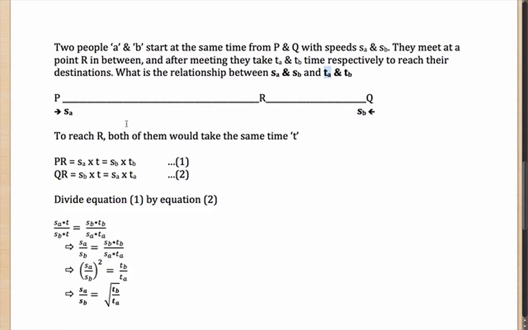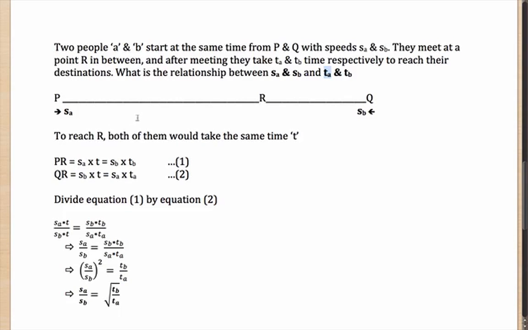So to solve this, I am assuming that to reach R, both of them would take the time, which will be the same, let's say T. Why is this going to be the same? Let's say both of them started at 10 o'clock and they meet at point R at 11:20. Then both of them have taken exactly 80 minutes or the same amount of time to reach R.